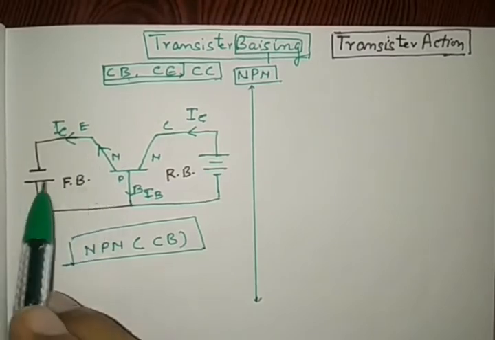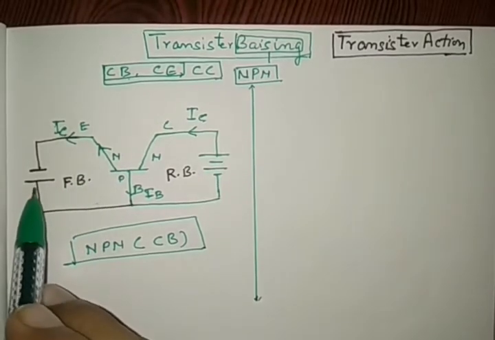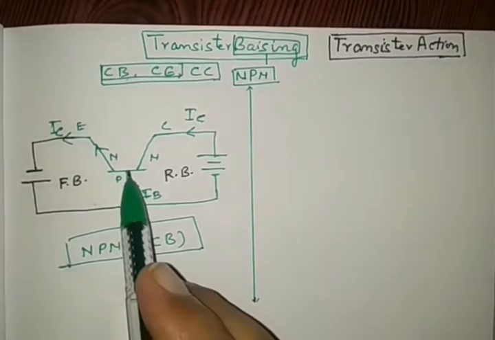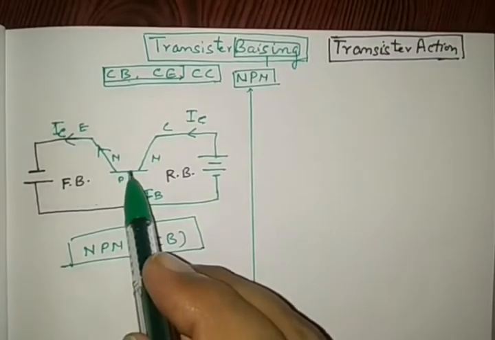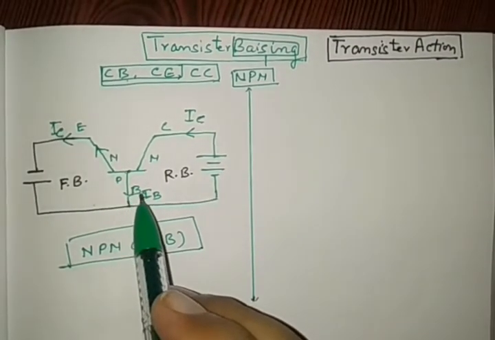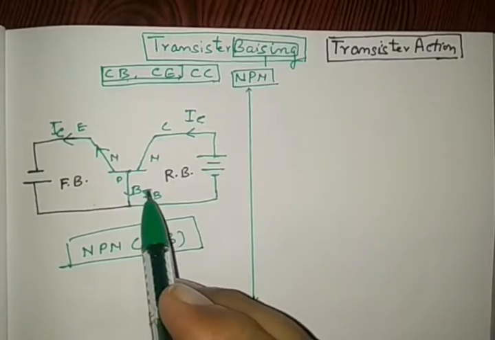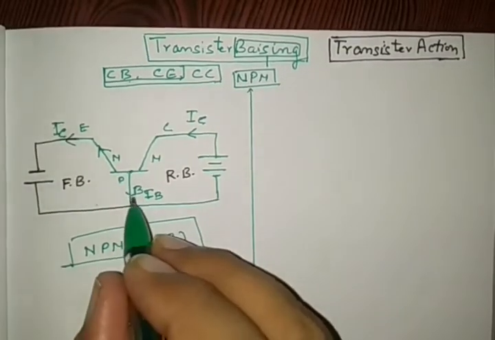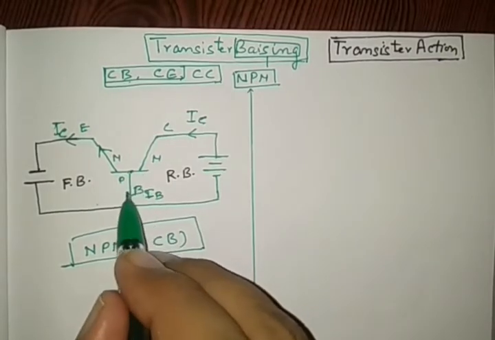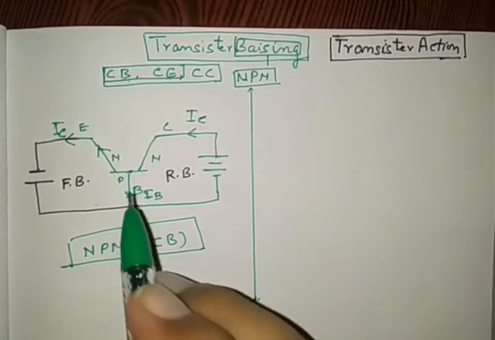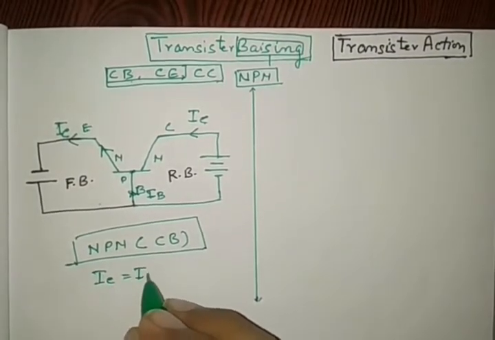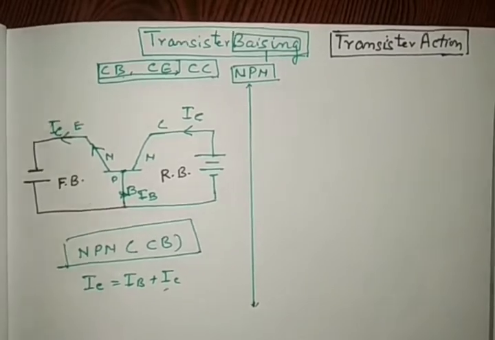Current emits from the positive terminals here. So see carefully, here is a positive. If you apply the junction law here, in this case, the junction is here. The emitter current is equal to the base current plus the collector current.